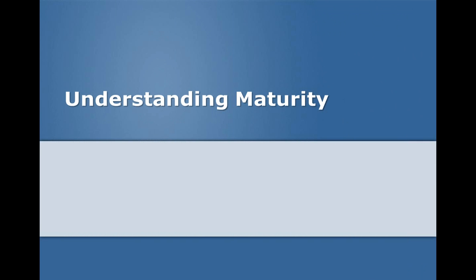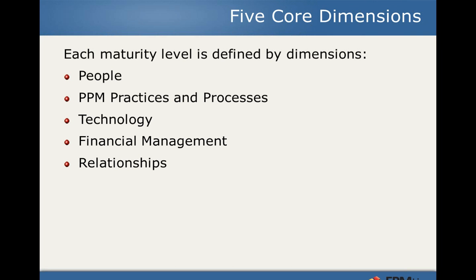So let's talk about understanding the concept of maturity. Essentially, we're looking at maturity from 5 core dimensions. We talk about the people, we talk about the PPM practices and processes, and we talk about the technology. We also talk about financial management, because there's always a financial component from a success perspective: the costs of a project and what it's really taking for us to deliver on it, and also financial management from a benefits perspective, the cost savings that we're getting.